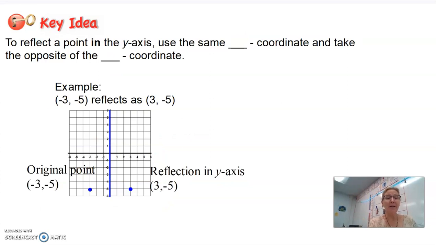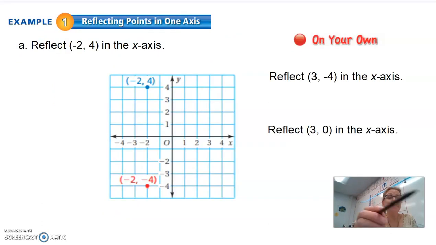Okay, now we can also reflect in the y-axis, right? So now I have a line of symmetry or a line of reflection that goes vertically. And what we do is we use the same y-coordinate and we take the opposite of the x. So I want you to notice that the x value changes. In this one, the original point was on the left, and now it's on the right. So if you want, you can put your pencil on this line of reflection and picture the point jumping over that line.